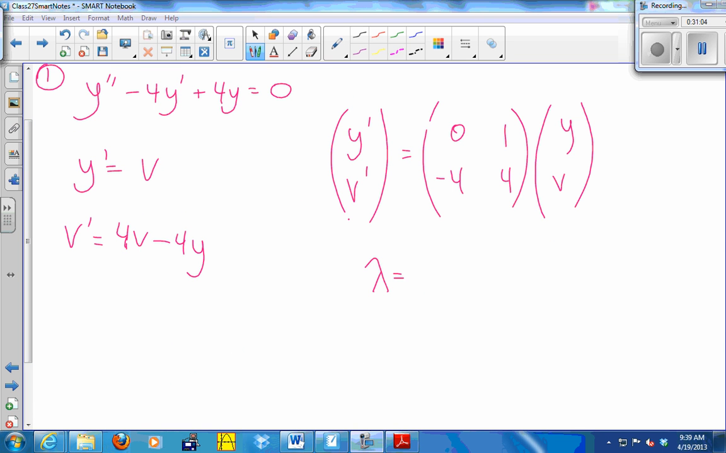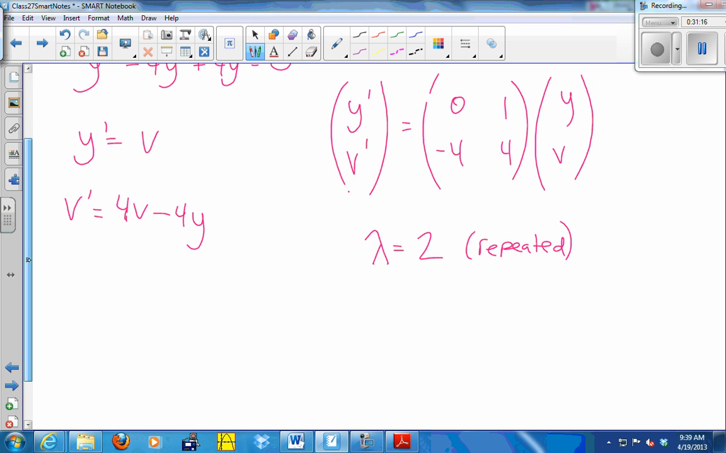So I've got to solve this system, and what was lambda? 2. Okay, so lambda equals 2 repeated is my eigenvalue. Okay, so then the general solution.